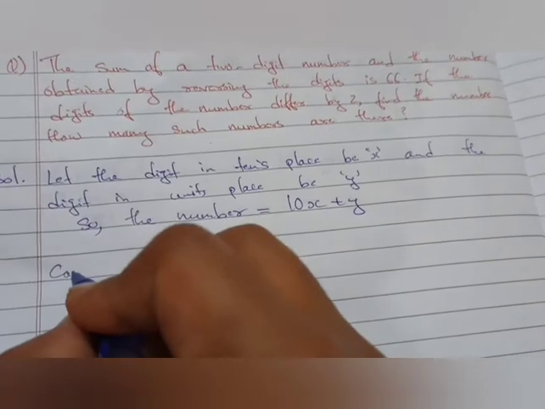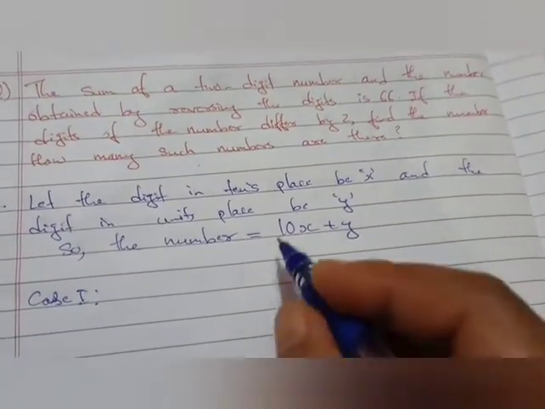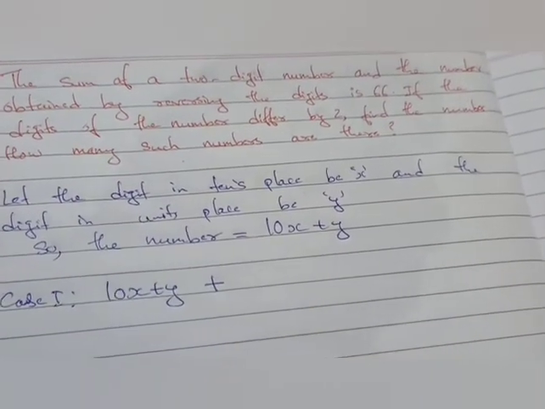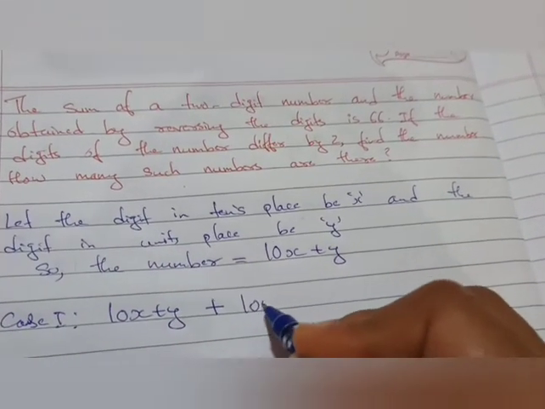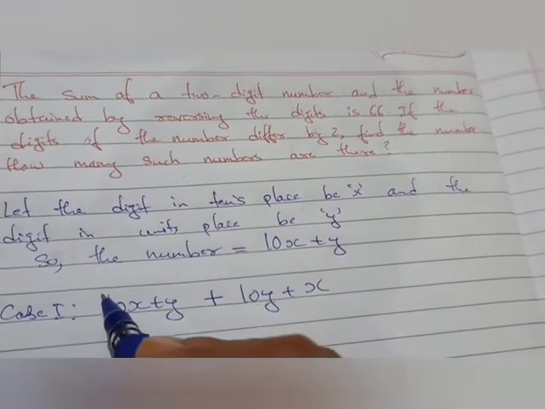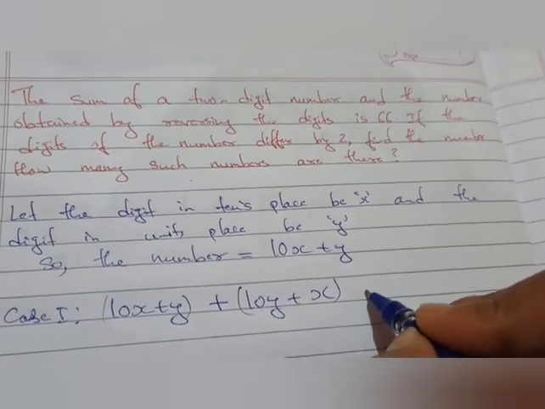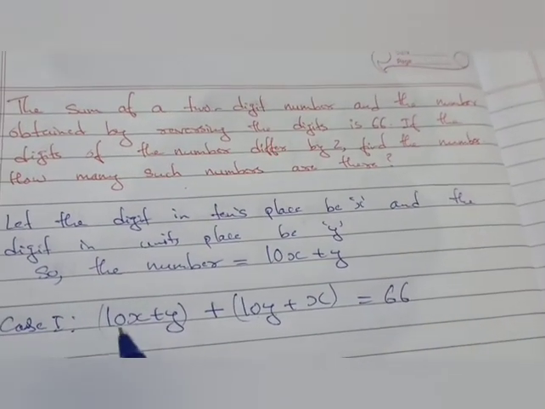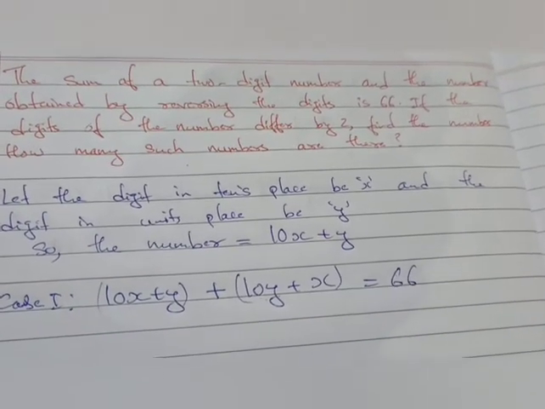Now as per the first condition, in case 1, sum of 2-digit number, that means the 2-digit number is 10x plus y, sum, so that means we'll add, and the number obtained by reversing the digits. On reversing the digits, the number will be 10y plus x. On adding the number and the number obtained by reversing the digits, the condition says we'll get 66. So this is as per case 1.